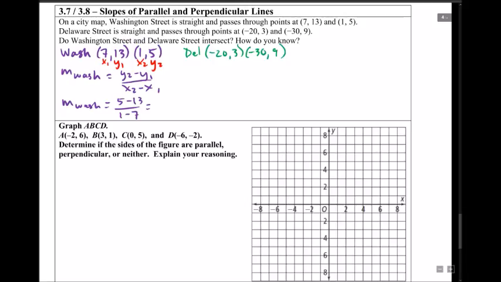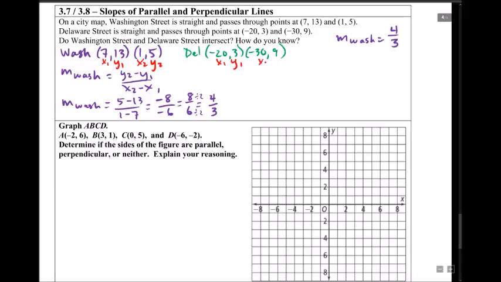So that's a negative 8 over negative 6. Negative over negative makes positive. And then I reduce. I'm going to divide both of them by 2, and that equals 4 over 3. So I know that the slope of Washington is 4 over 3. So then I'm going to look at Delaware Street.